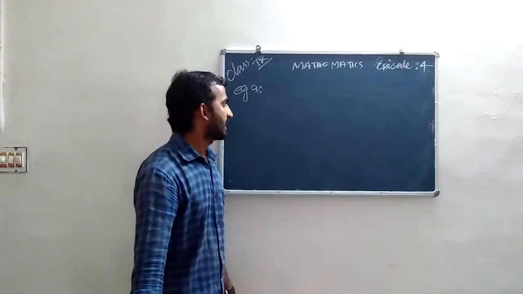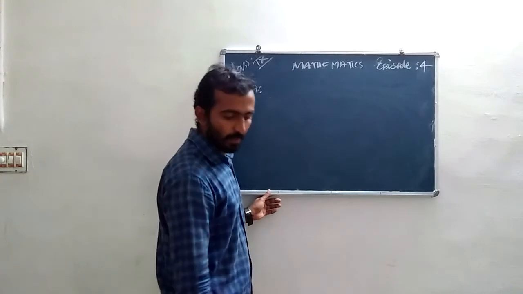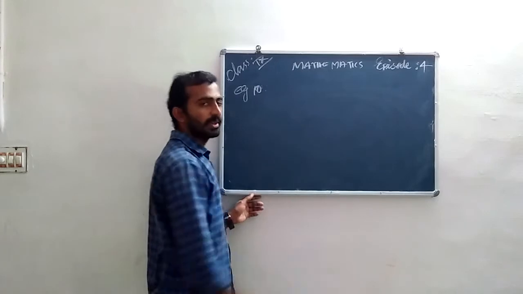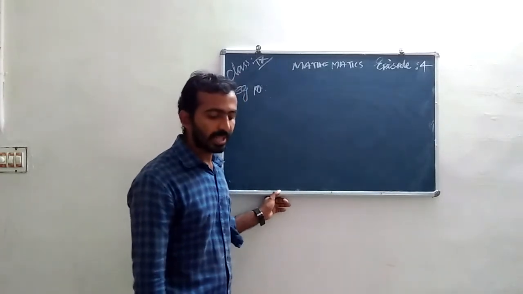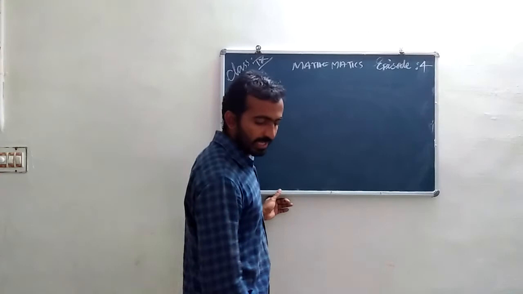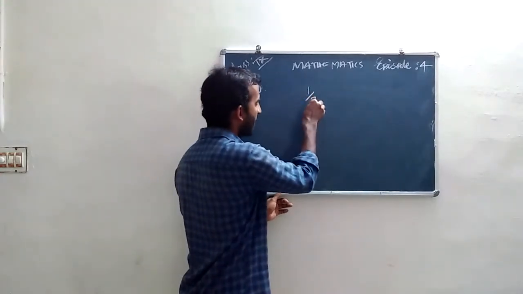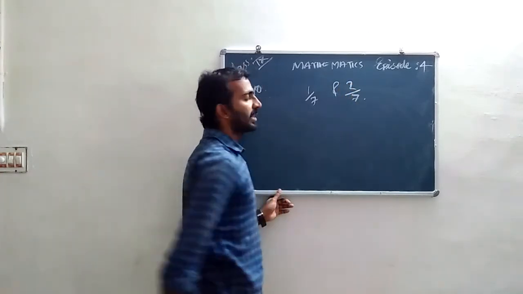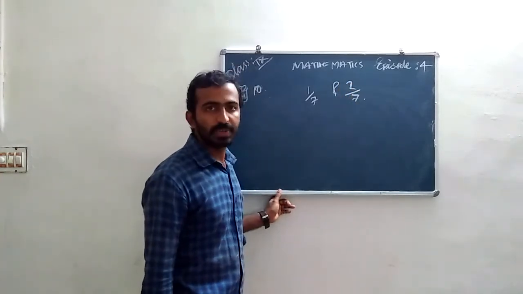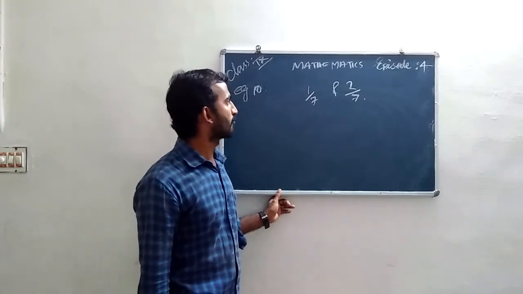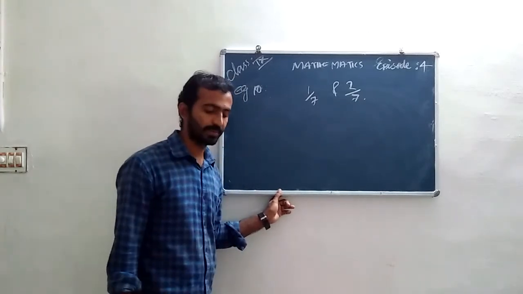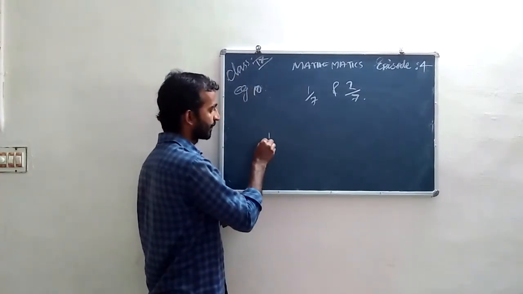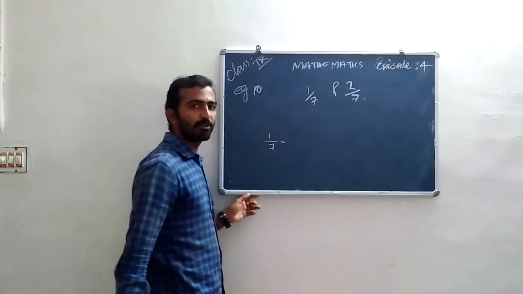Now, we are discussing example 10. What is example 10? Example 10 is: find the irrational numbers between 1/7 and 2/7. Find an irrational number between 1/7 and 2/7. First, what is the value of 1/7?